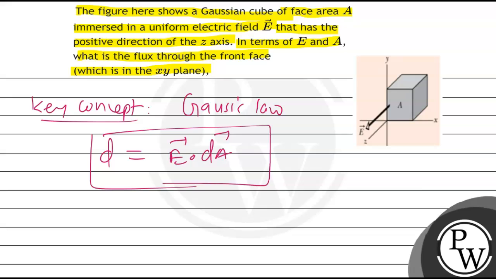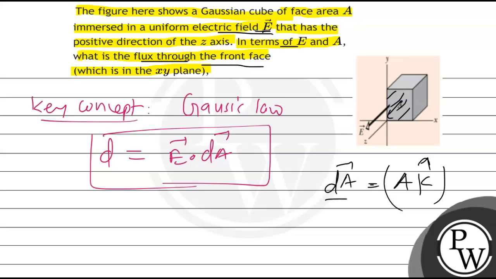Now let us see here. We need to find the flux through the front face. This is the front face. So we can write the area vector of the front face. It will come out in this direction, so it can be written as A in the positive Z direction. So the area vector is A K cap. In the question itself, we have been given the electric field vector. E vector is given as E K cap.